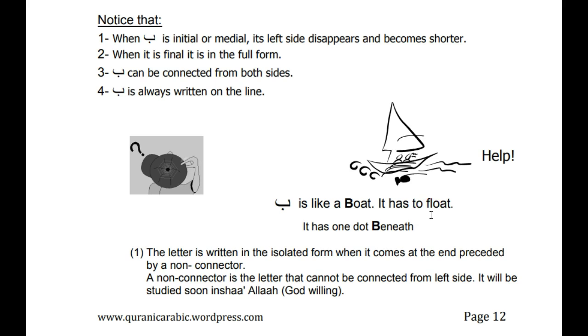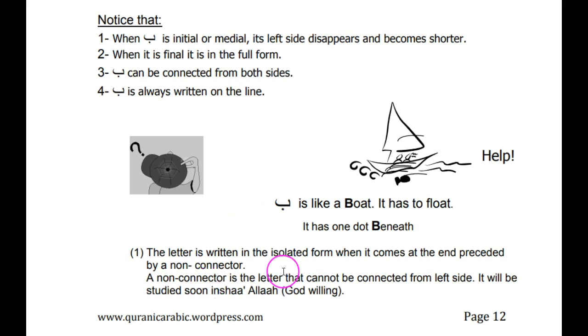This is a really cute course for children, and it has one dot beneath. It's really interesting, this course. I always liked it a lot because it's so interactive and it's easy to learn on your own.